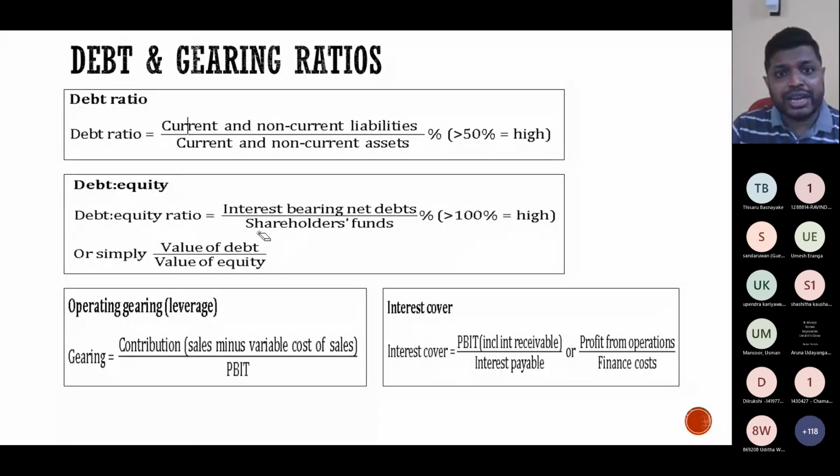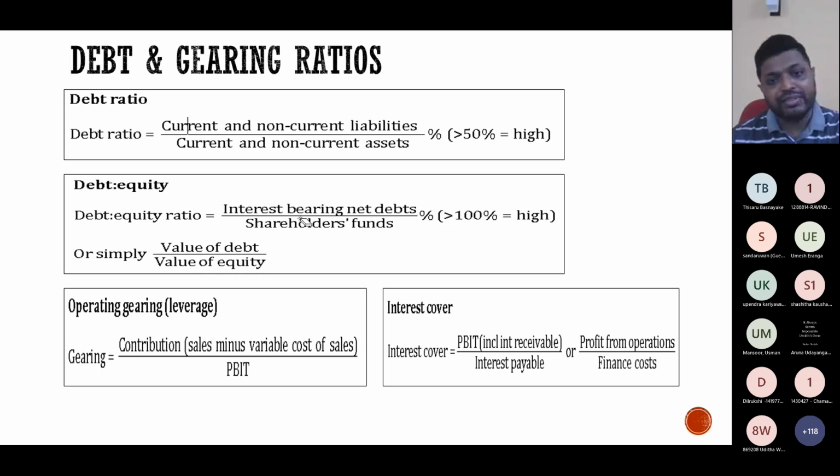Debt ratio: current and non-current liabilities divided by current and non-current assets. Debt to equity: interest-bearing net debt divided by shareholders' funds, or simply value of debt divided by value of equity. Then simply if it is greater than 100%, we call it highly geared, right? It will be highly geared.